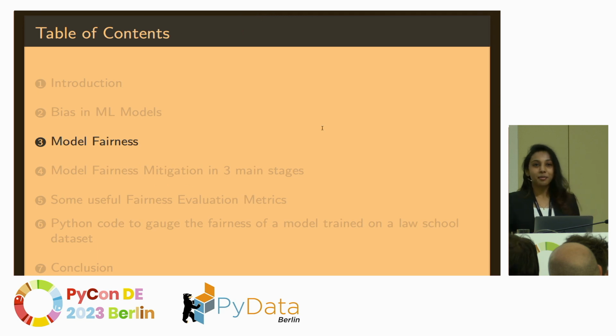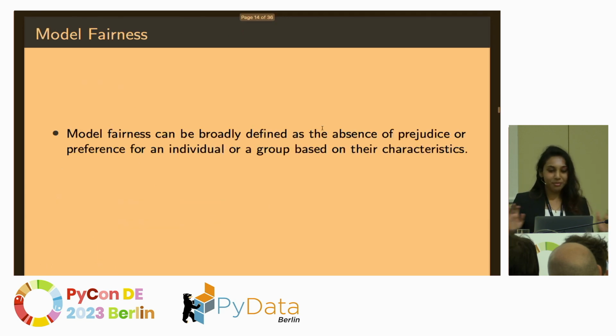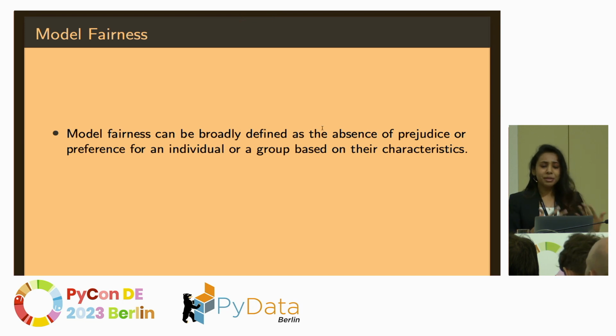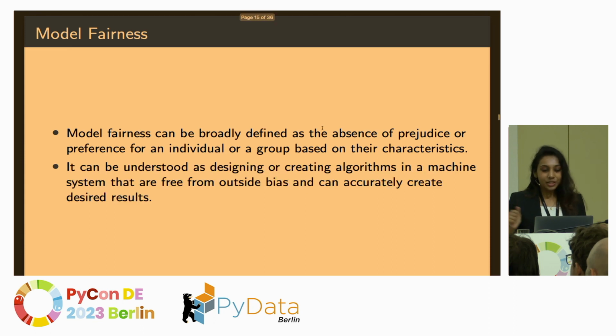Now moving on to the umbrella term of model fairness. Model fairness is another vague term, which I'll try to define for you. It can be broadly defined as the absence of prejudice or preference for a particular individual, a particular subgroup, or a particular group or community. It can be understood as designing or creating algorithms that are free of bias, free of outside bias, and give us accurate and desired predictions or desired results. So this is how we can define model fairness on a broader scale.